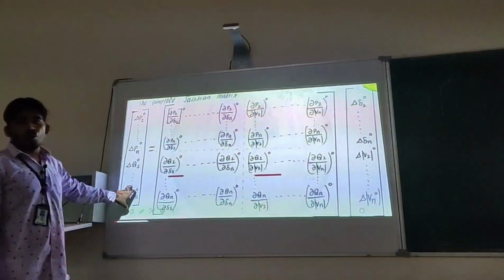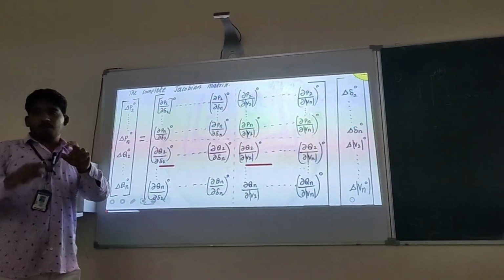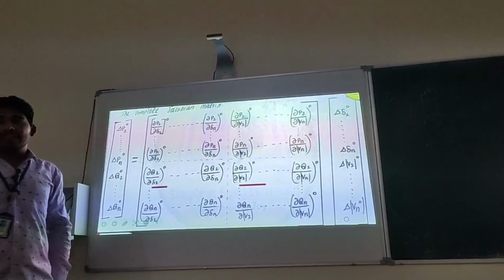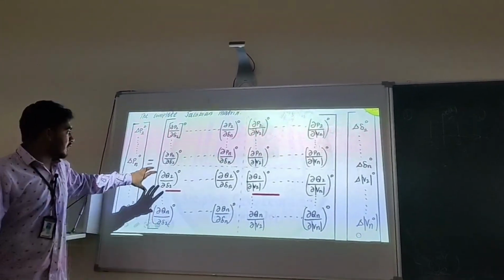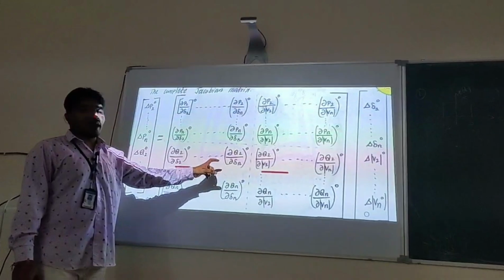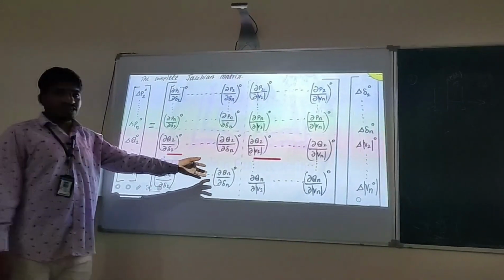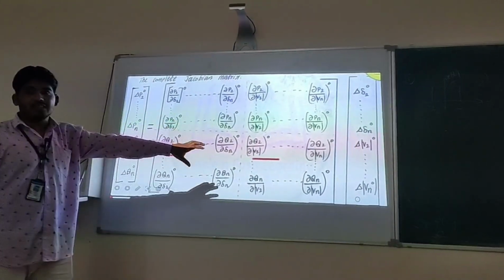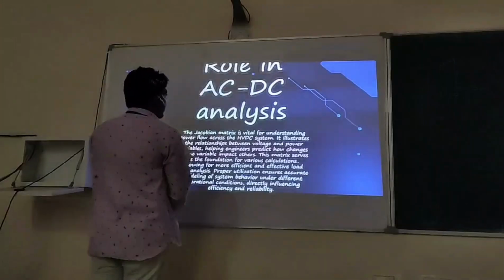P and Q are the two bus bars. We already know the bus bar like that. So the PQ bus we are using here, and this matrix we already know. In this Jacobian matrix we are using some equations and all those things. This is the complete matrix.